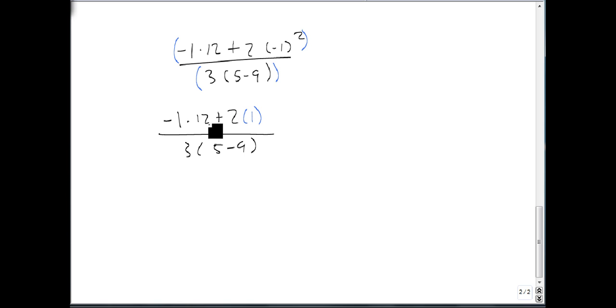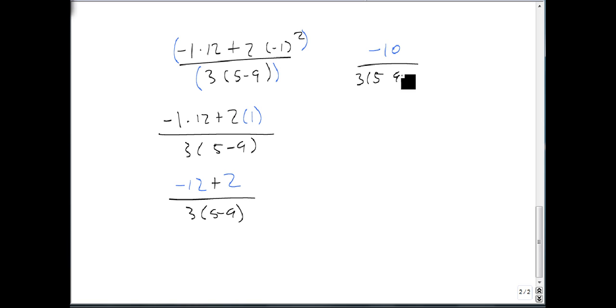Now we multiply, and notice I can do this multiplication at the same time I do this one, going from left to right because they're connected by a plus sign. So minus 1 times 12 is minus 12. Plus 2 times 1 is 2. Now we add minus 12 to 2 and get minus 10.